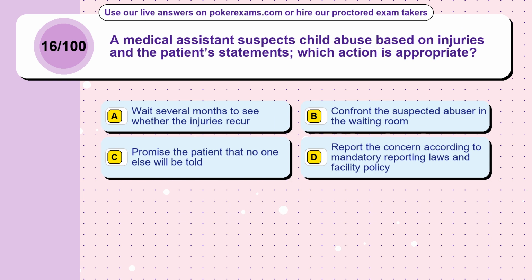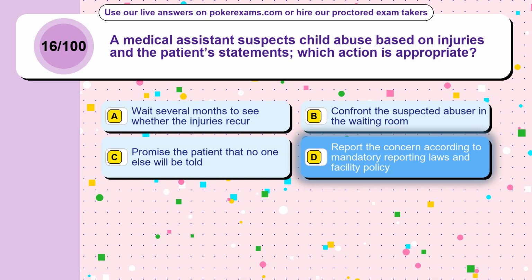Question 16. A medical assistant suspects child abuse based on injuries and the patient's statements. Which action is appropriate? Option A, wait several months to see whether the injuries recur. Option B, confront the suspected abuser in the waiting room. Option C, promise the patient that no one else will be told. Option D, report the concern according to mandatory reporting laws and facility policy.